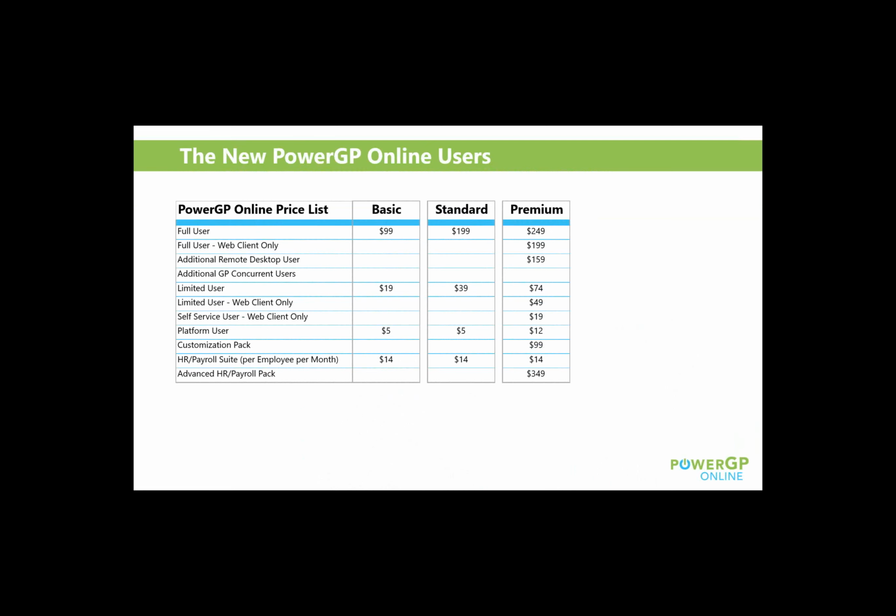Limited user, the same type thing. If you're going to do web client only, your price point is just going to be much, much cheaper. In the premium option, we do offer a self-service user. Self-service user is enabling your users to get access to payroll information inside of Dynamics GP.